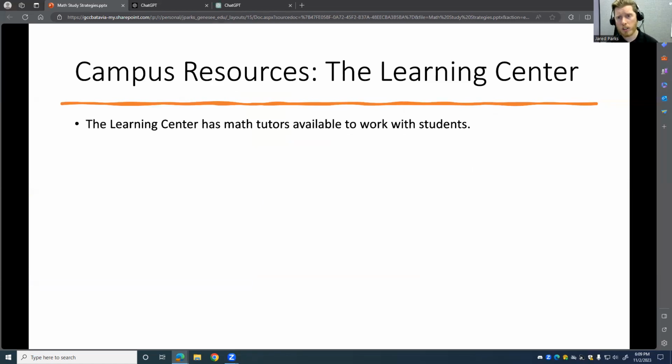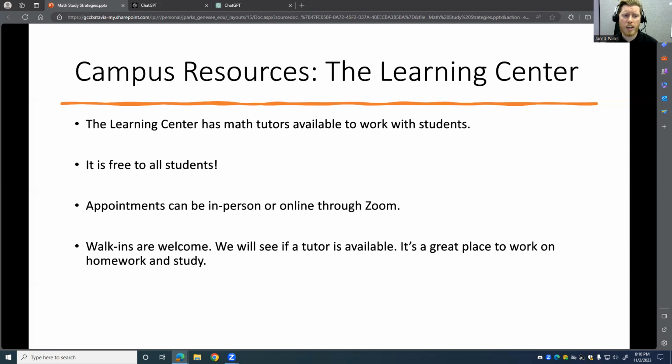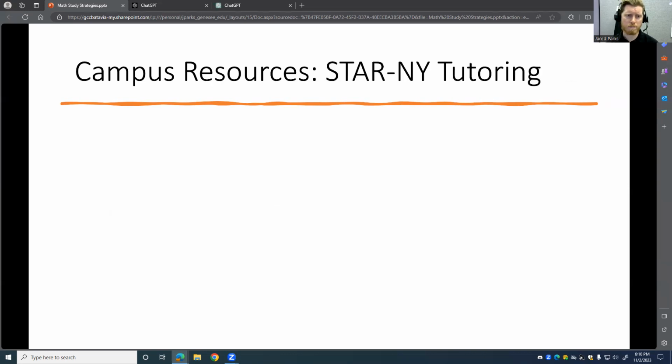Other campus resources, we got the Learning Center. That's where all the tutors are located. So Learning Center has math tutors available to work with. It is free to all students at GCC, so it doesn't cost you anything. Appointments can be in person or online through Zoom. And walk-ins are welcome. If there's a tutor available, then you can meet with a tutor. If not, you can schedule an appointment, but it's a great place to work on homework and study. You can just come in, study, don't have to work with a tutor. And the link, if you need it, will be in the PowerPoint.